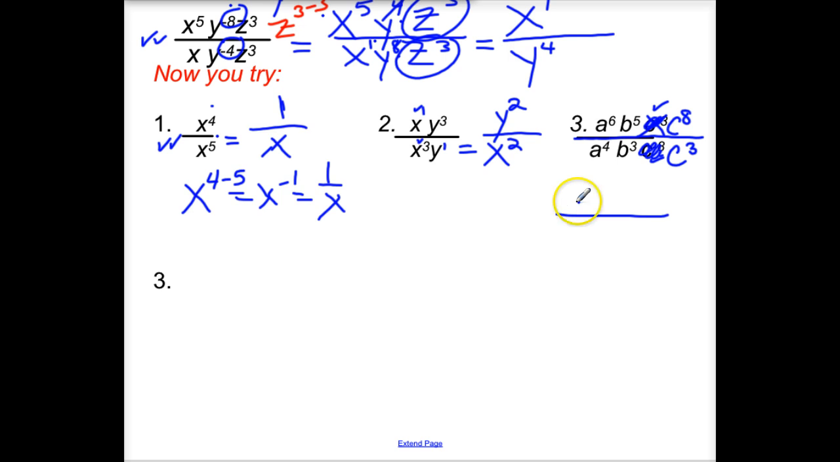I'd have 2 a's left on the top. I'd have 2 b's left on the top. And I would have 5 c's left on the top. Or I subtract the exponents for 2, for 2, for 5. Well, there's nothing left on the bottom. Technically, there's a 1, but that doesn't do anything.